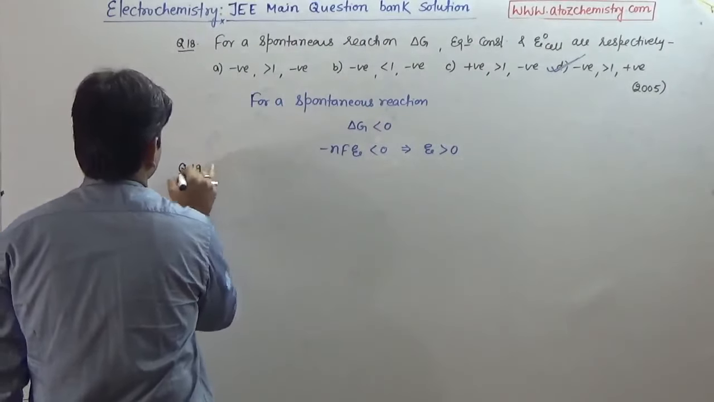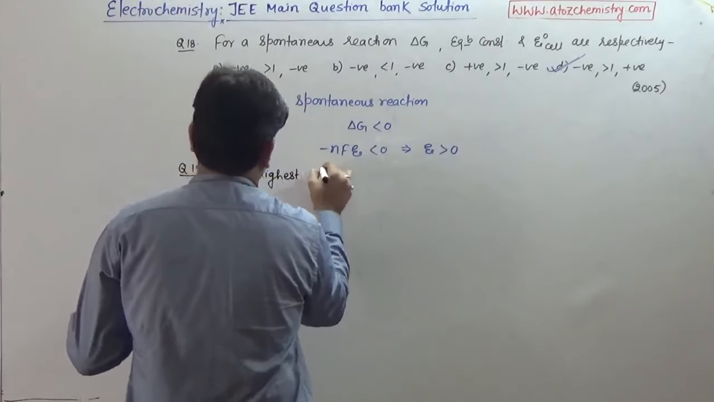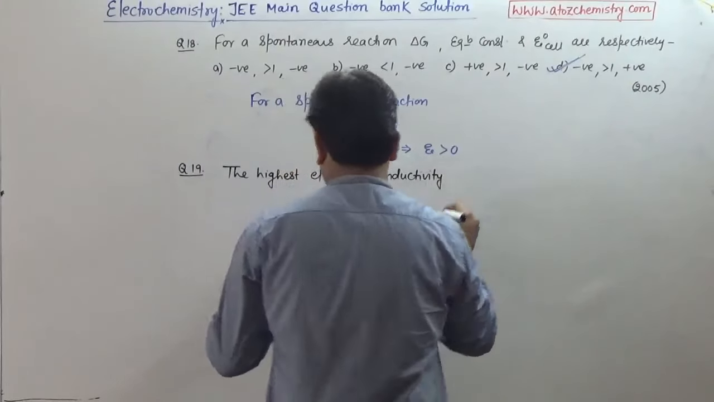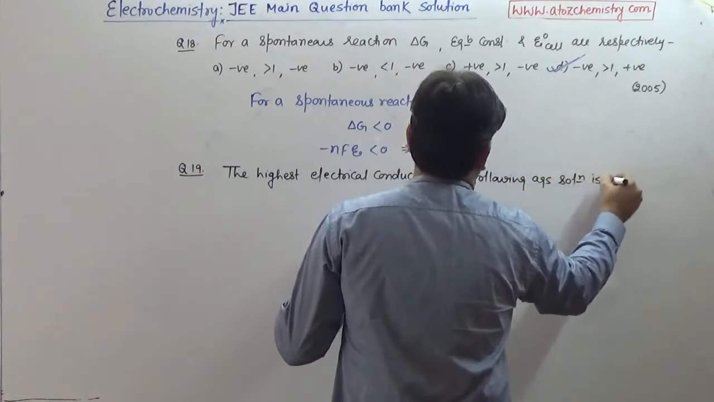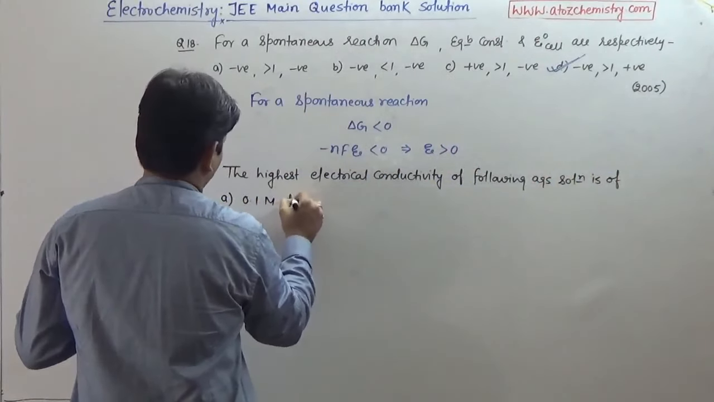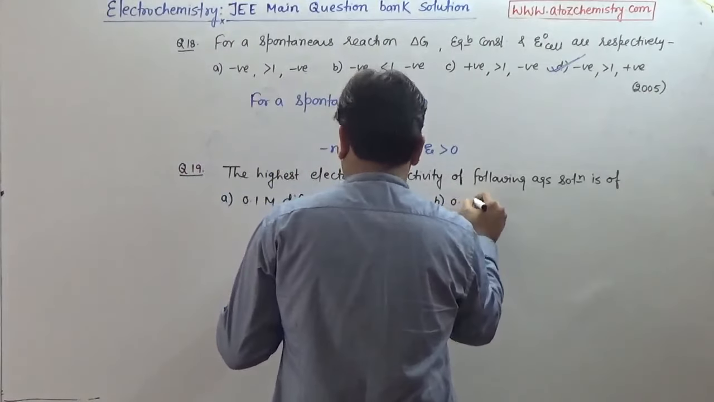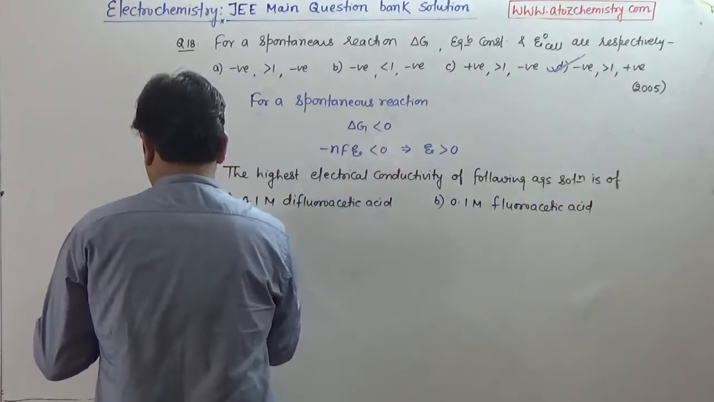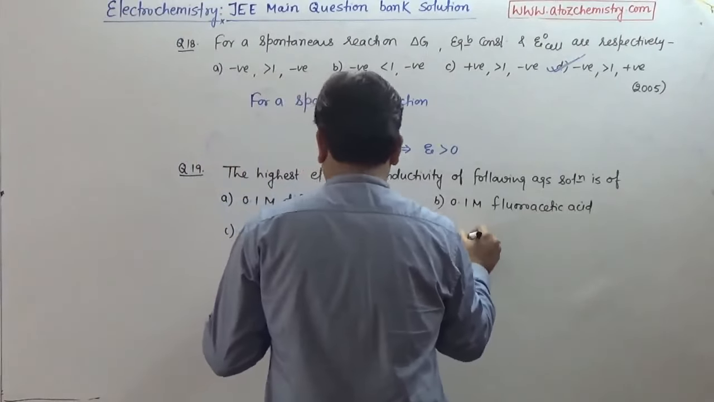Question number 19 is the highest electrical conductivity. The highest electrical conductivity of the following aqueous solutions is of: A option 0.1 m difluoroacetic acid, B option is 0.1 m fluoroacetic acid, C option is 0.1 m chloroacetic acid, and D option is 0.1 m acetic acid.